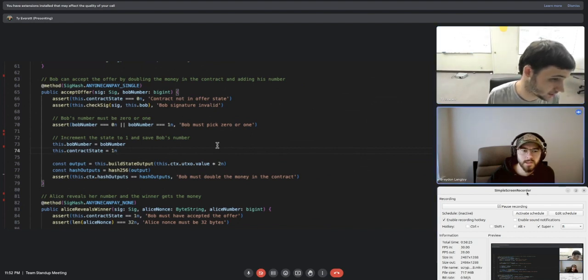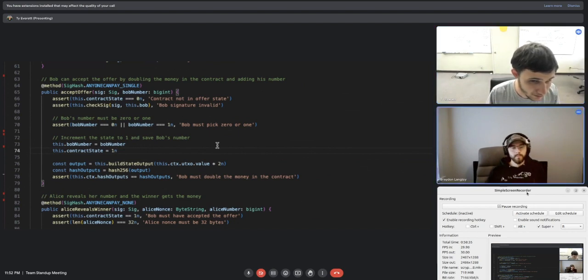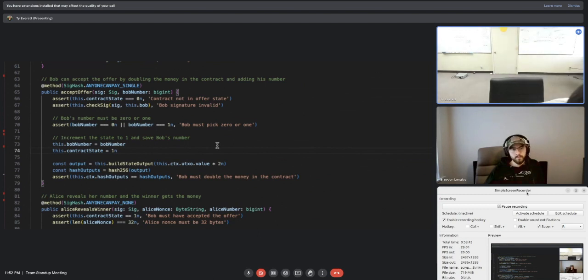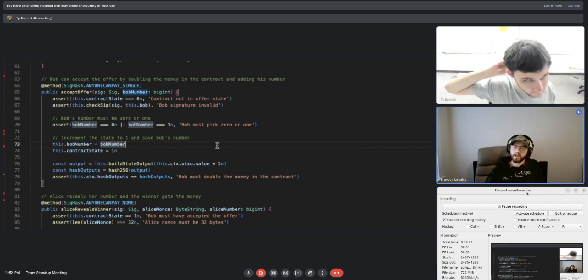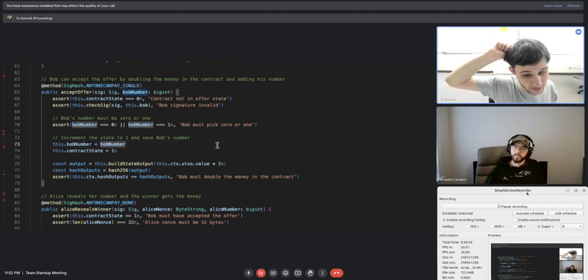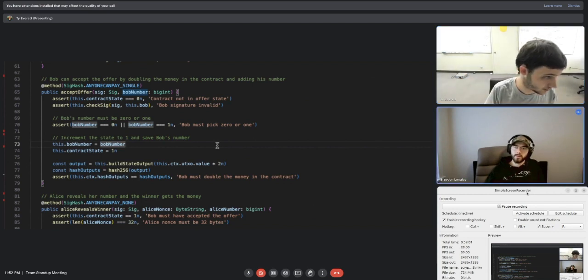Does accept offer return a locking script? It returns an unlocking script when you call it, which is the one that would redeem. But remember that that's going to be part of a transaction that must also include the output, otherwise that theoretical output we're creating on line 76 would not come to fruition in the assertion. That's when you actually check what hash outputs are. Is accept locking or unlocking? Well, what are public functions of a contract? I thought they were unlocking. They are unlocking, you're right.